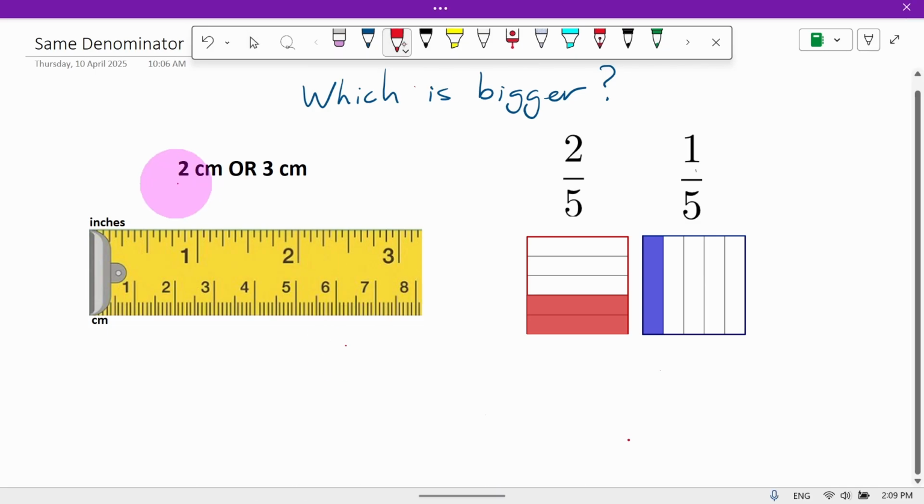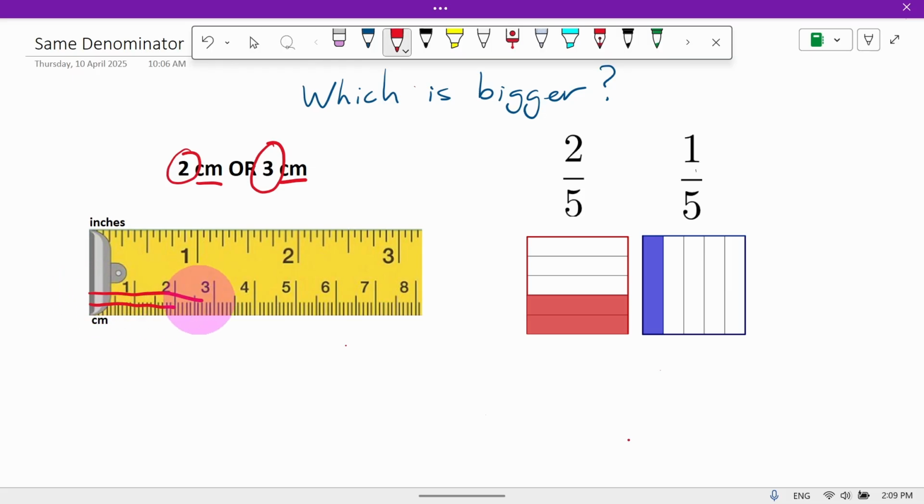Which is bigger, 2 centimeters or 3 centimeters? Well, they have the same unit, or you could say they are the same denomination. So we only need to consider how many there are. So 2 versus 3. 3 is bigger.